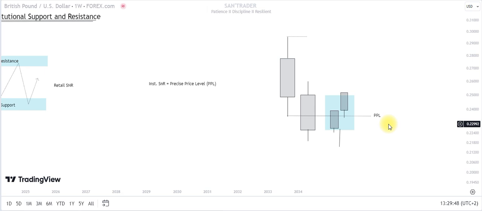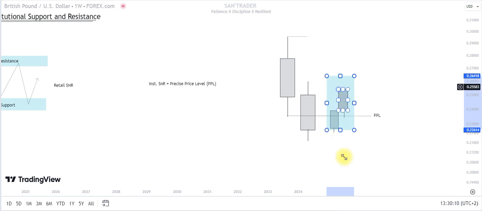Right? So now here we can anticipate a swing. Can you see that? Remember, the big triangle represents our weekly candle, right? So the small ones are our H4 candles. So expect something like this. So this is how we use PPL, right?